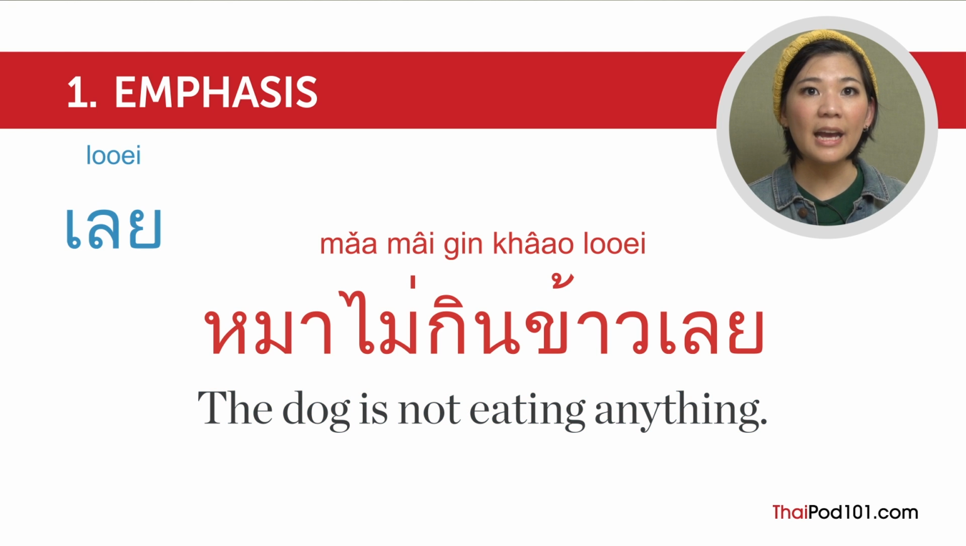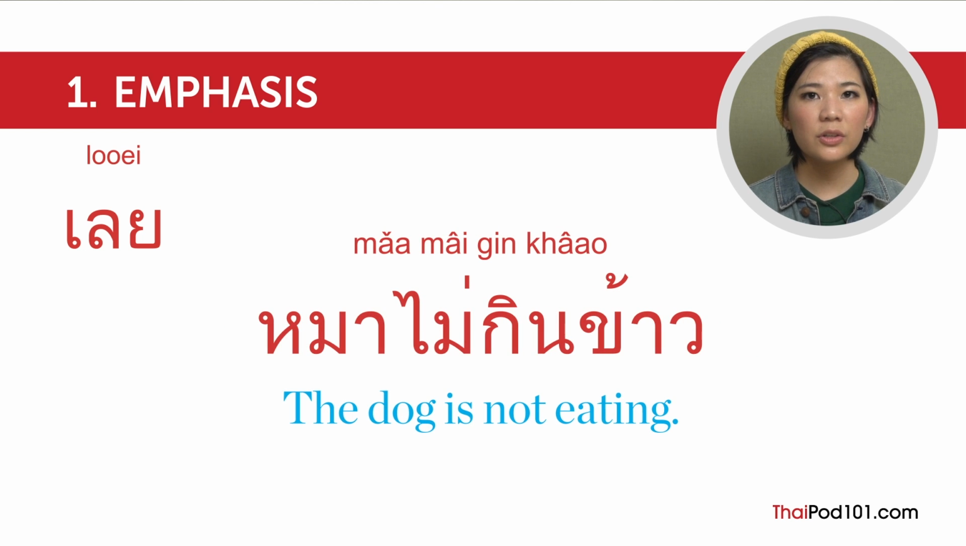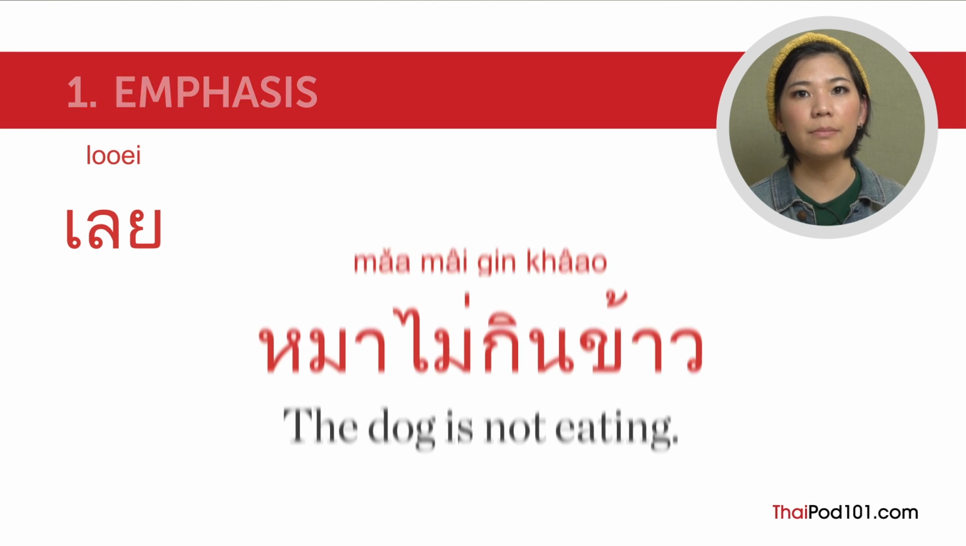This is put at the end of a statement to make the sentence sound more extreme and to put stress on the action of not eating. Compare this to หมาไม่กินข้าว The dog is not eating, which is a plain statement without any stress on the action.